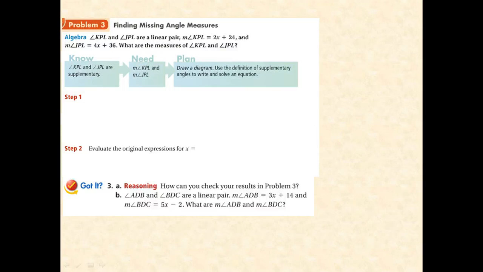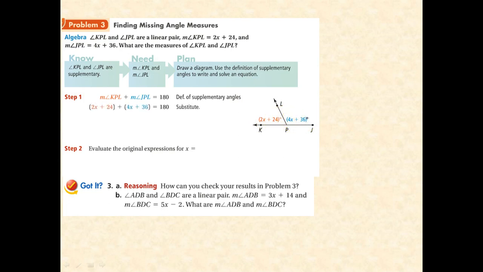So we can draw a diagram, and then we can use the definition of supplementary angles. Linear pair is a line and then two angles that are adjacent. So we know that KPL and JPL are adjacent. That means that 2x plus 24 plus 4x plus 36 is going to equal 180 degrees.